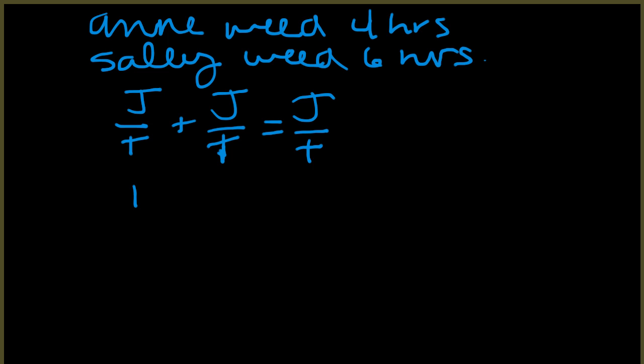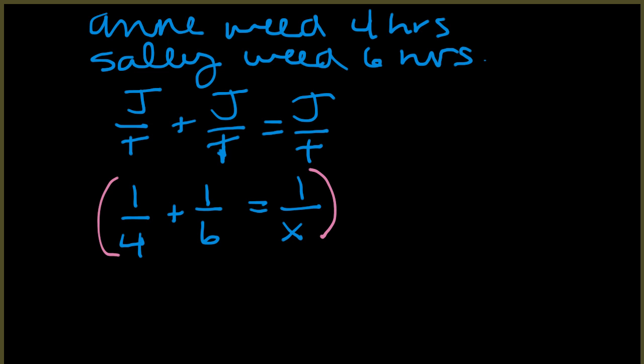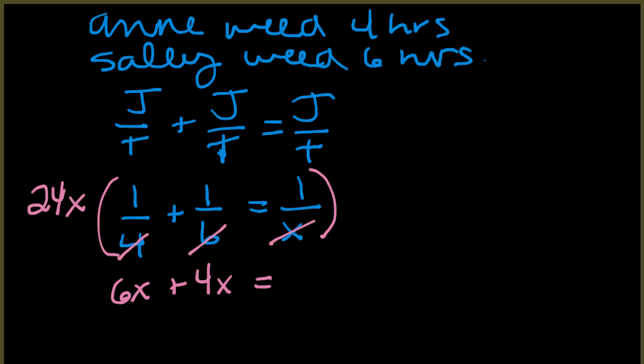So Annie completes one job in 4 hours, plus Sally completes one job in 6 hours. Together, they can complete one job in an unknown amount of time. So now I'm going to have to clear my denominator by multiplying by 24x. And what I'm left with here would be a 6x. What I'm left with here would be plus 4x. What I'm left with here will be equals 24.